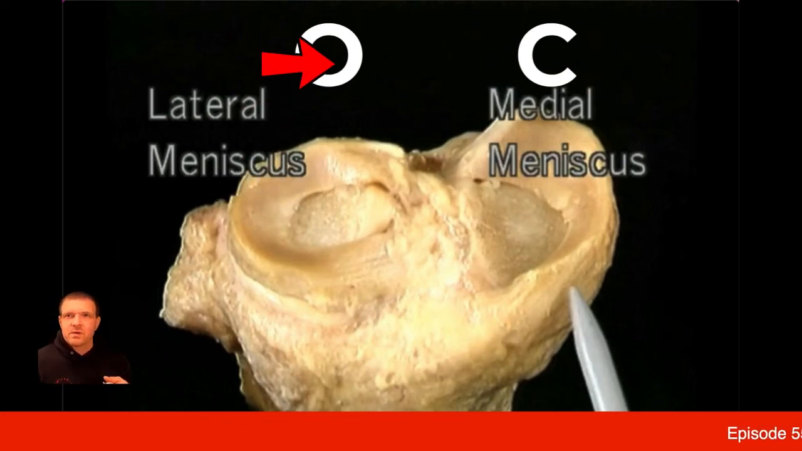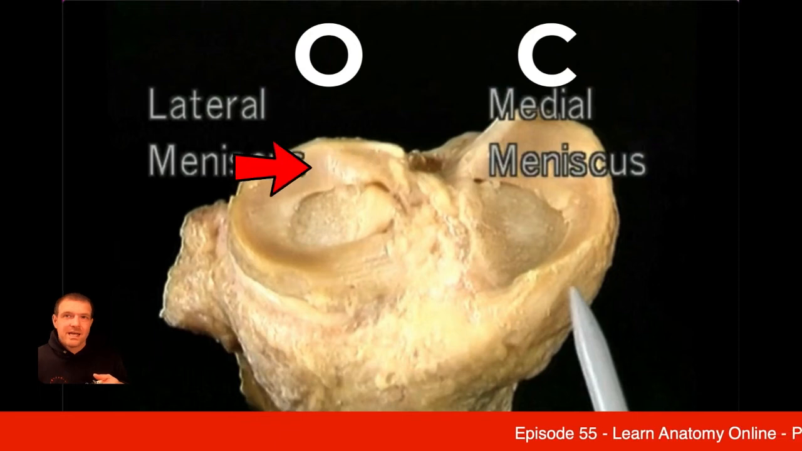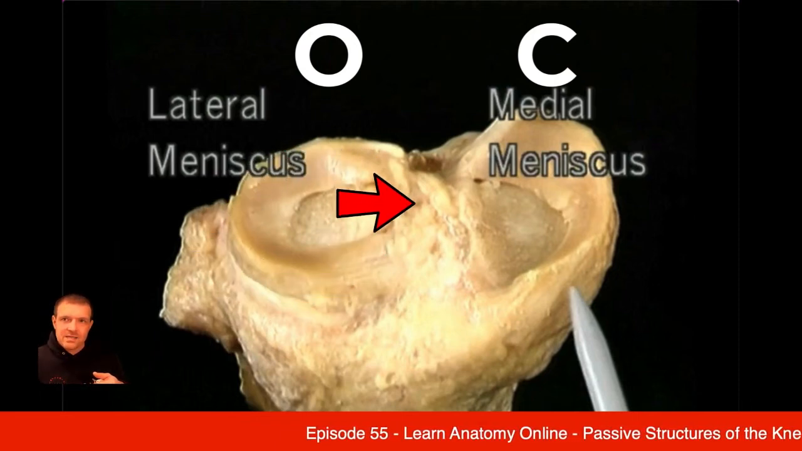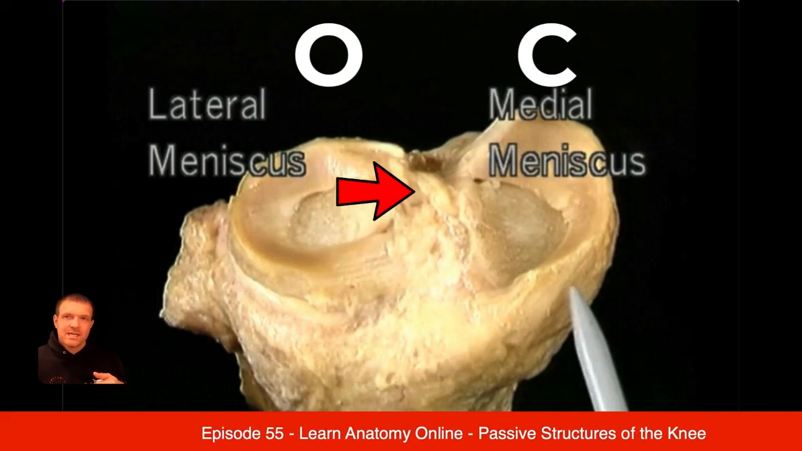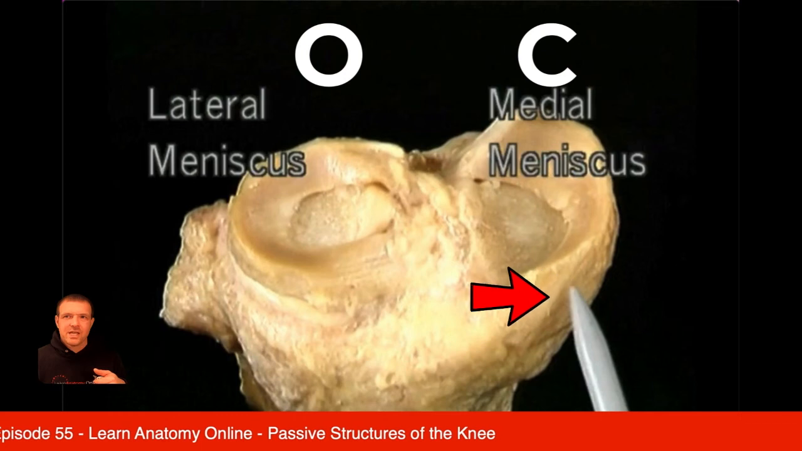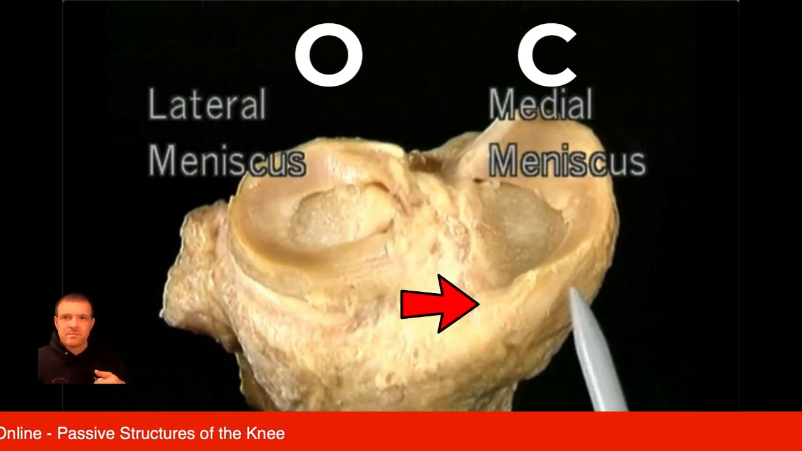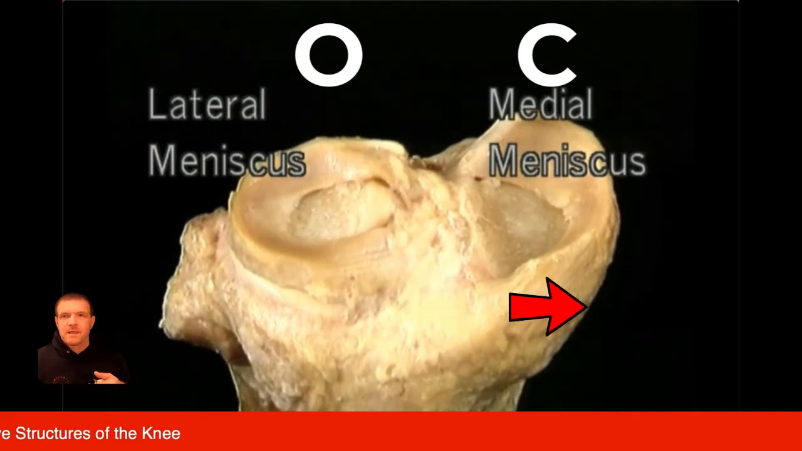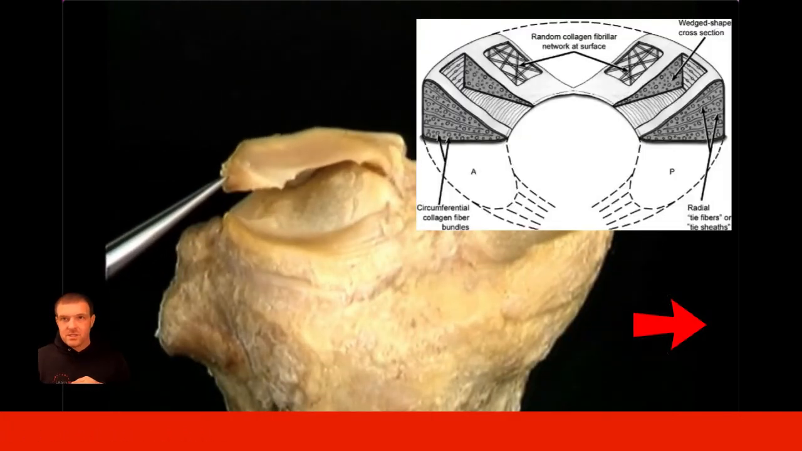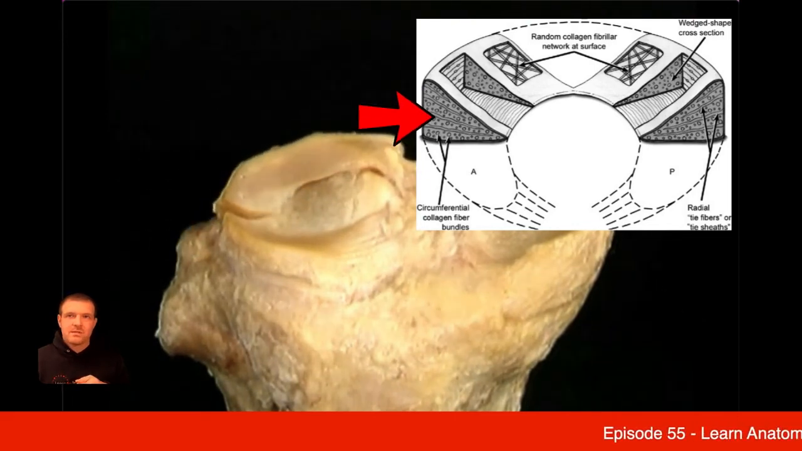And the reason why we've got an O and a C, the O here, literally that is nearly a full circle. Okay, so these ends of the meniscus just here and here, they nearly form a full circle, whereas this one is more like a C shape. Okay, there's a big gap in between here and here. Okay, so they're different shapes, lateral to medial. So there's the picture that we just saw, and there it is there. Okay, so you can see the wedge-shaped structure.